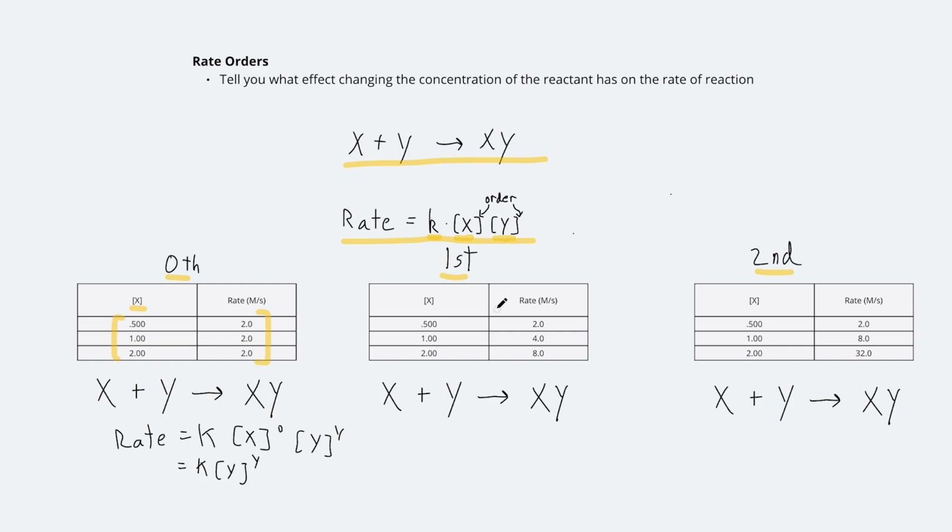If x was in the first order, so this next table, every time that we double x, so again, we're just doubling x, notice how the rate also doubles. So if you double the concentration and then the rate also doubles, then that reactant is in the first order. So now our rate equals k times x to the first times y to whatever order y is in.